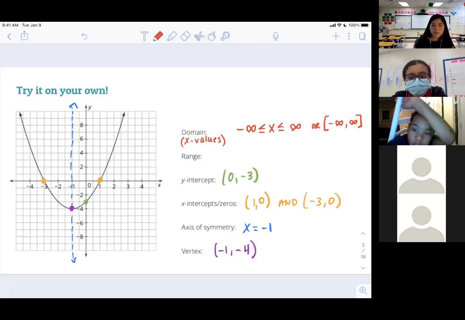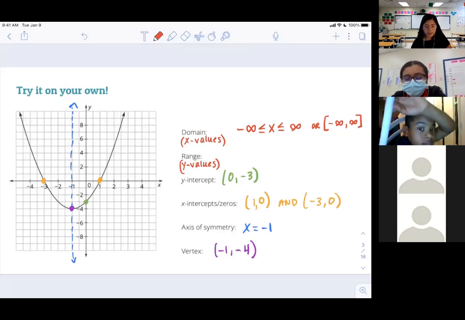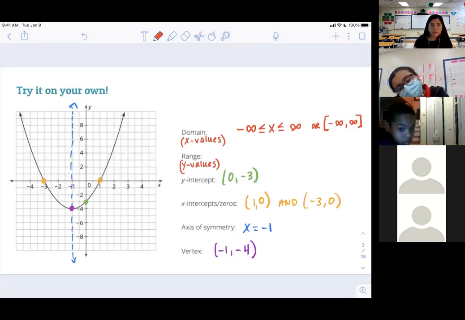Okay, well, if domain is the x values, what's range? The y values. And if I'm talking about y values, I want to know how far up and how far down. So now let's think about this. How far up does this function go? It goes to +infinity. How far down does the function go? -4, because the minimum is -4.